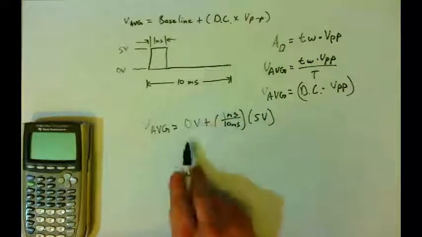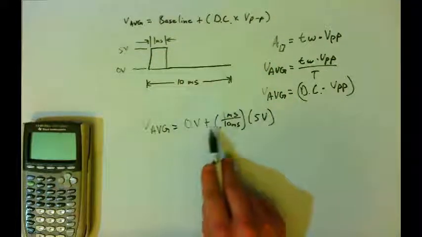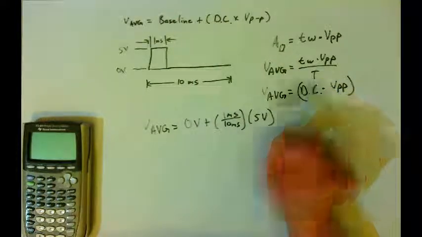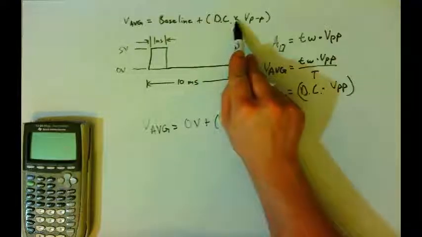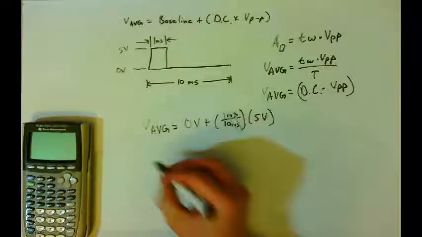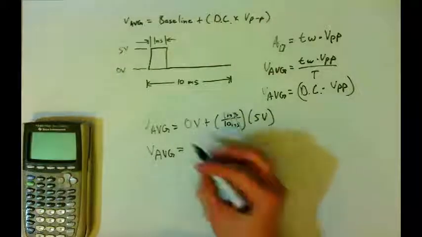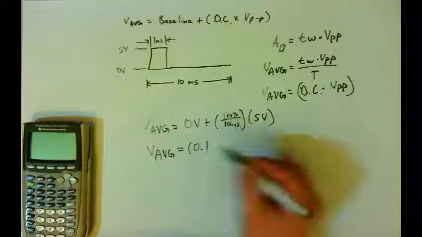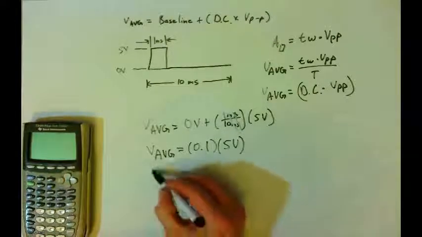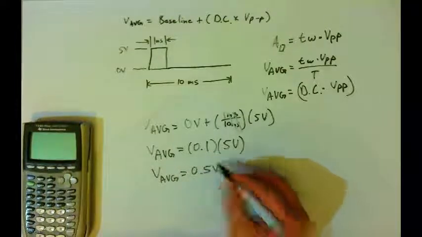Okay, and so again, I've got the baseline voltage, which was 0, plus the duty cycle, which is the pulse width over the period, 1 over 10, times V peak to peak, which is 5. And so again, the milliseconds here will cancel, and the average voltage will be equal to 1 divided by 10, which I'll write as a decimal, 0.1, times 5 volts. And so the average voltage will be 0.5 volts, 1/2 of a volt.